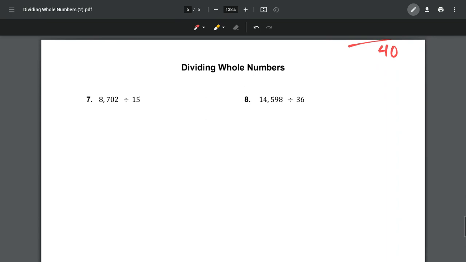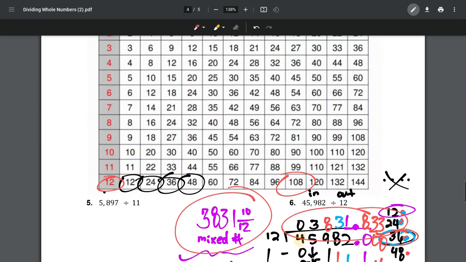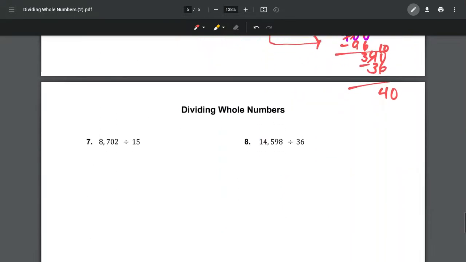Okay, pause the video. No, don't pause it because 15 isn't on my chart. Notice that the chart only goes to 12. So we're going to have to skip count on our own. All right, that goes in and that goes out.